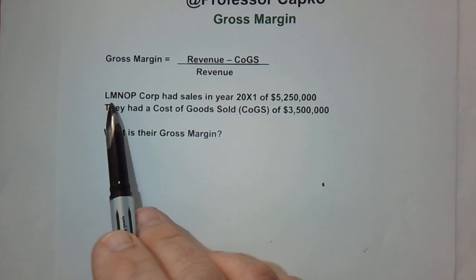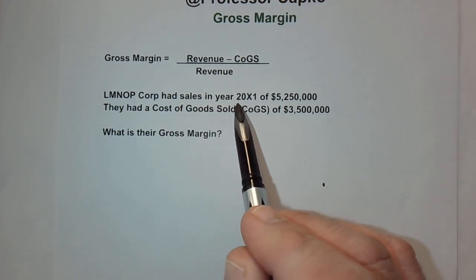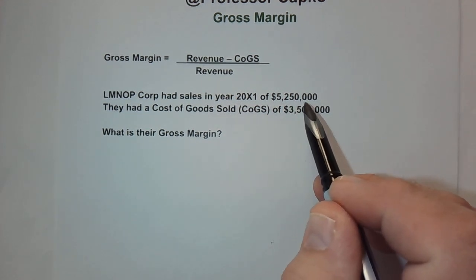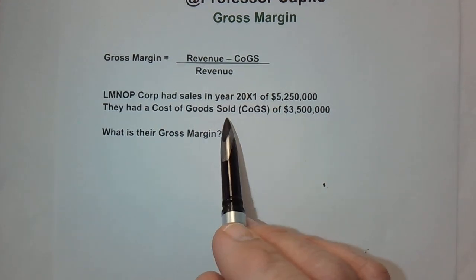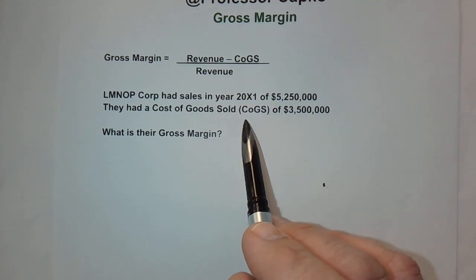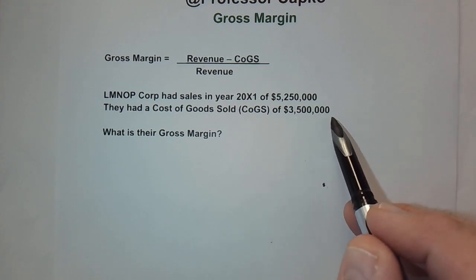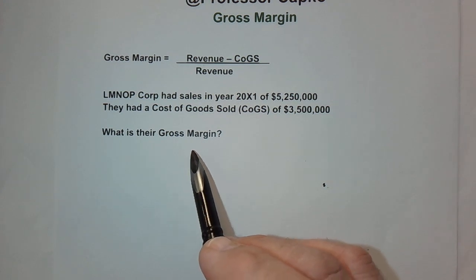In this example, LMNOP Corporation had sales in year 20X1 of $5,250,000. They had a cost of goods sold, otherwise known as a COGS, of $3,500,000. What is their gross margin?